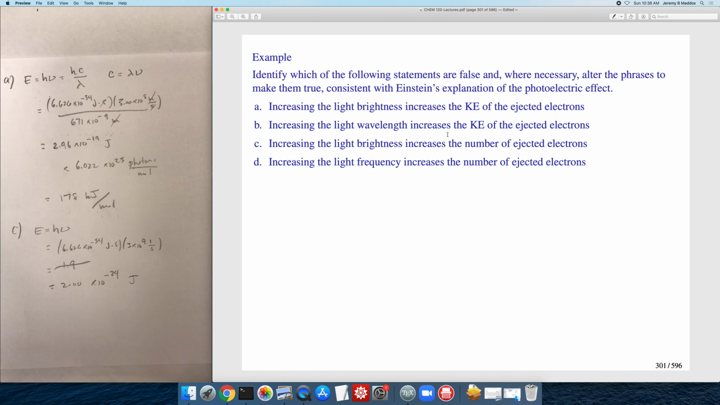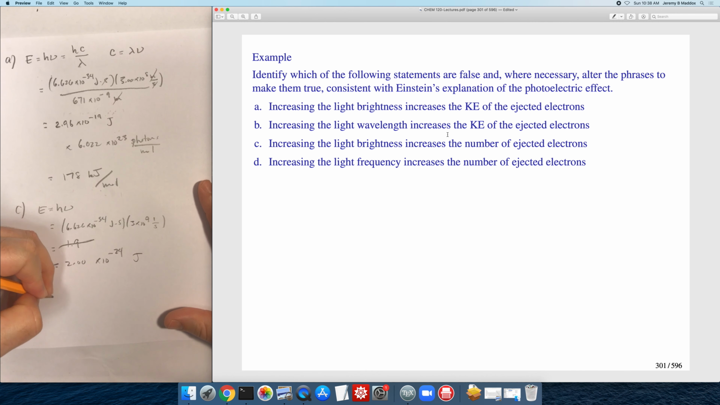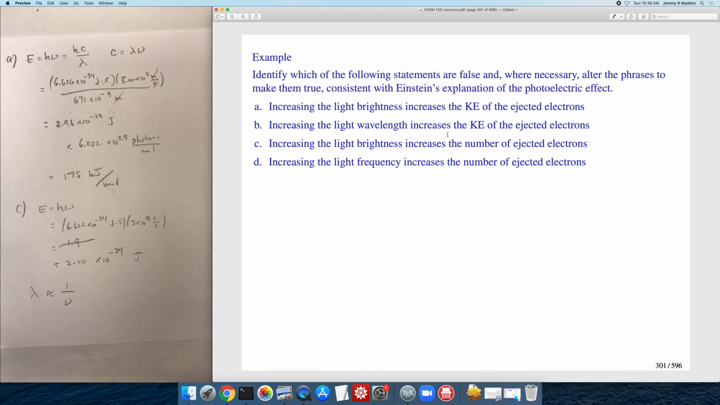Statement B: increasing the light wavelength increases the kinetic energy of the ejected photoelectrons. That's actually false because the wavelength of light is inversely proportional to the frequency. It's the increasing frequency of light that increases the kinetic energy of the electrons. So you should actually decrease the light wavelength in order to increase the kinetic energy of the electrons. So to correct the statement, you should make that word decreases.